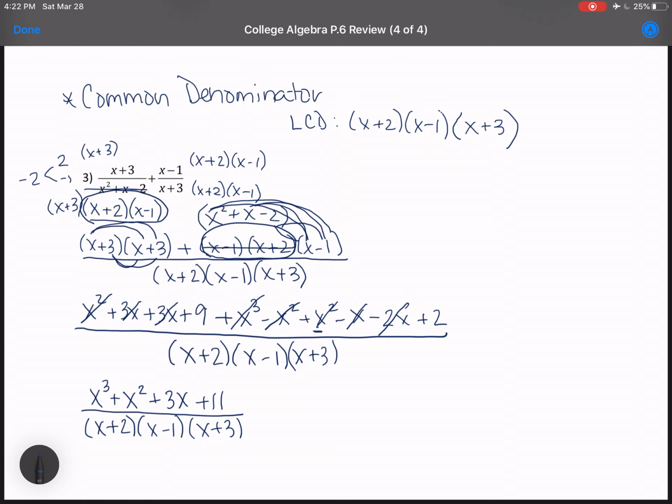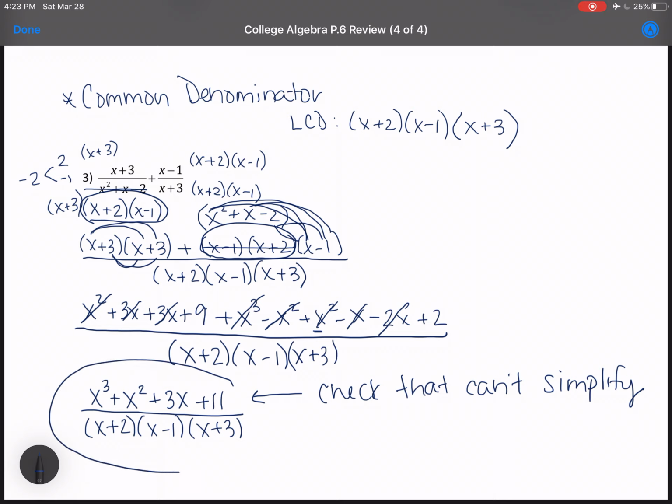Remember, we always need to check to make sure this can't factor. And it can't. Because if it did, we would need to make sure we simplify completely. And since this can't factor, this is our solution.